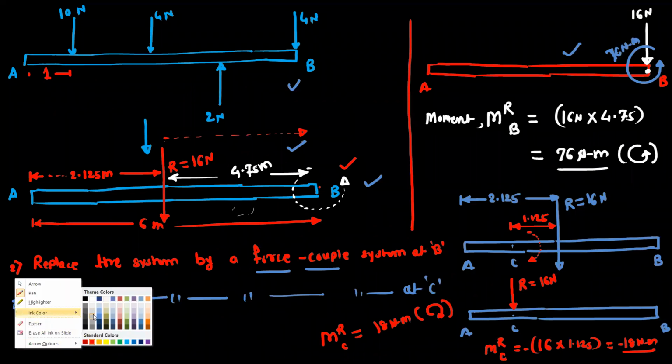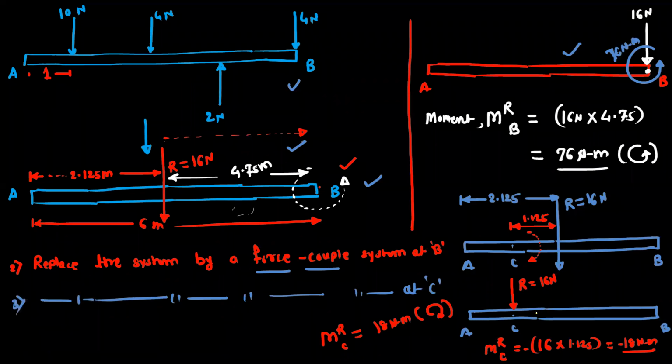So that moment we can show in the clockwise direction at point C. So this is the additional moment, which is equal to 18 Newton meter. So when you show the clockwise direction, don't write minus 18 Newton meter here. Okay. So this direction means the moment is negative in the calculation. Okay. So this is the answer for the third question. So this is how you can replace the given system of forces by a single force and couple system.